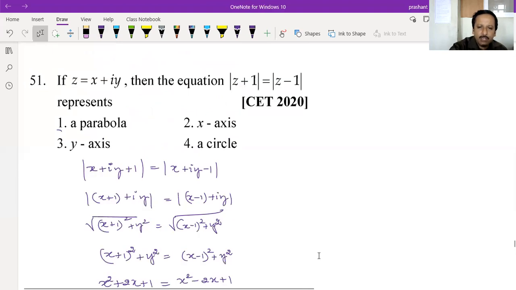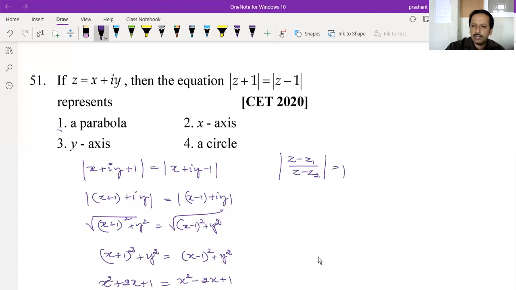Third option. Okay. So for this, I'll give you one more idea. That is one more formula. Modulus of z minus z1 by z minus z2 is equal to 1 represents the perpendicular bisector.